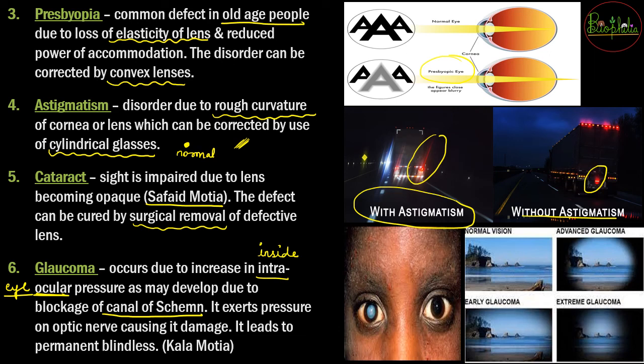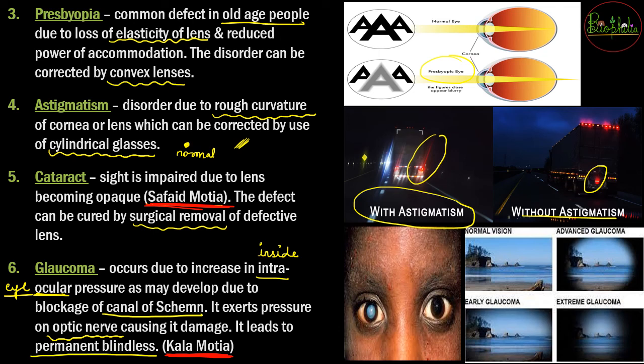When pressure starts coming on the aqueous humor, the vitreous humor will also be affected, and the optic nerve is going to get compressed. Pressure will come on the optic nerve, it will damage the optic nerve, and that can lead to permanent blindness, and permanent blindness is called kala motia. So this is very important to understand. Kala motia is glaucoma, whereas safed motia is going to be cataract.